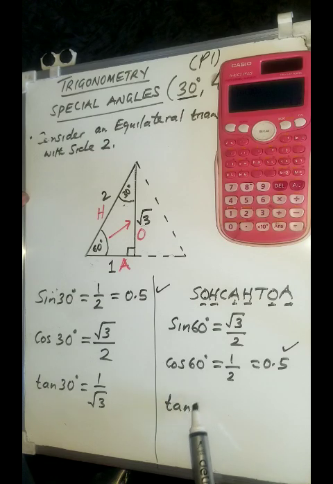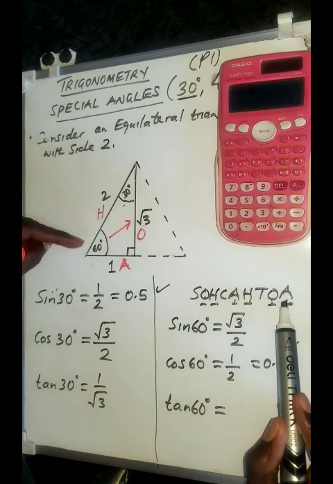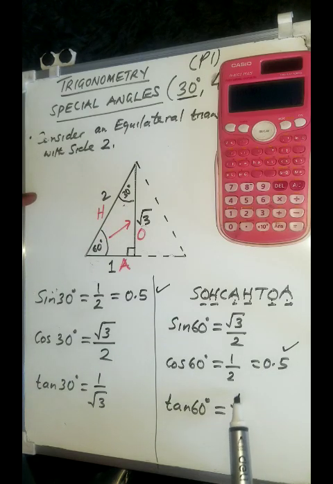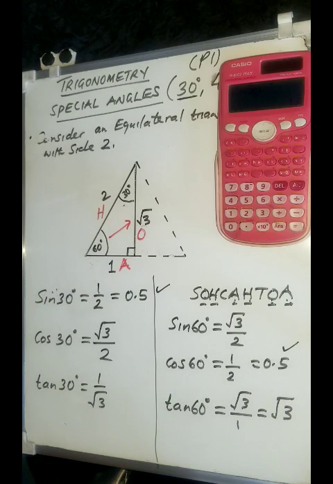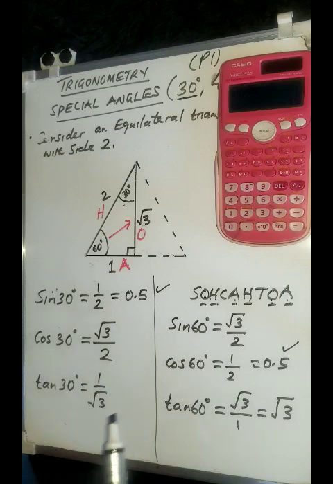All right, what about tan 60 degrees? Of course, tan is opposite over adjacent, so the opposite is the root of 3 divided by the adjacent, which is 1, so it will just give you the root of 3. That is what we mean. So just work out with those ones. So that is what we mean when you talk about this one.